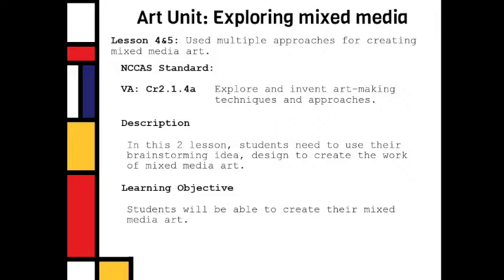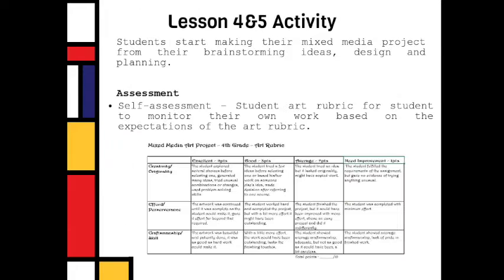So for lessons 4 and 5, use multiple approaches for creating mixed media. In these 2 lessons, students need to use their brainstorming ideas and design to create the work of mixed media art. The learning objective is students will be able to create their mixed media art. The students will start making their mixed media projects from their brainstorming ideas, design, and planning from the previous lesson. And for the assessment, I'm going to give my students self-assessments like the art rubric for the students to monitor their own work based on the expectations of the art rubric.